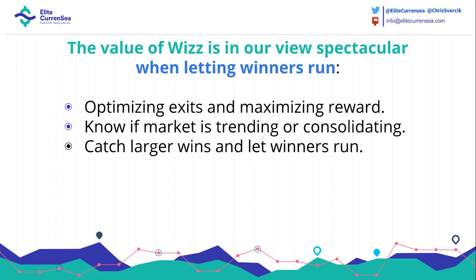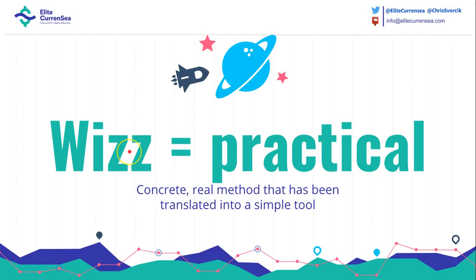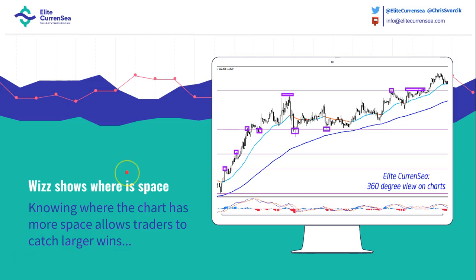We might go for the profit and then beat ourselves up that the trade goes further, or we don't take the profit and then we don't reach the target, and we lost that profit gain on paper. So that's a difficult dilemma, and Wizz is here, a real practical tool to make that so much easier. It's a simple tool, very concrete and real, and makes things a lot easier. Why? Let's start right now.